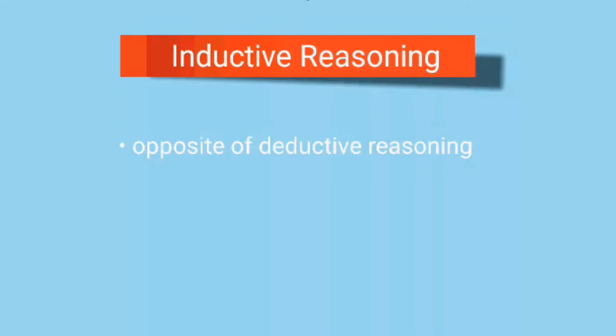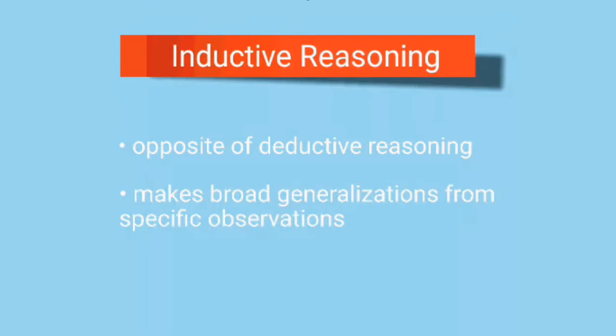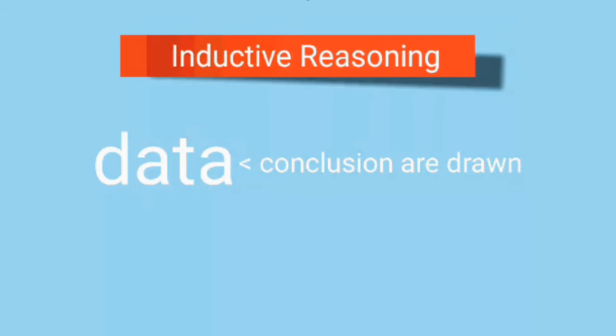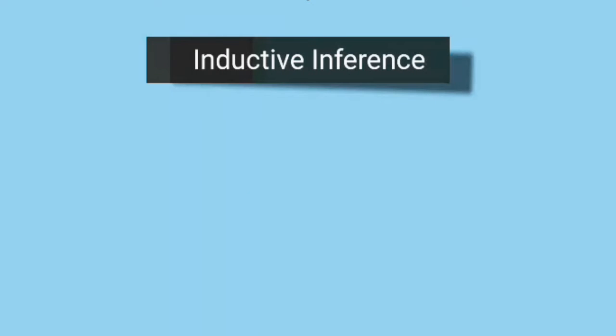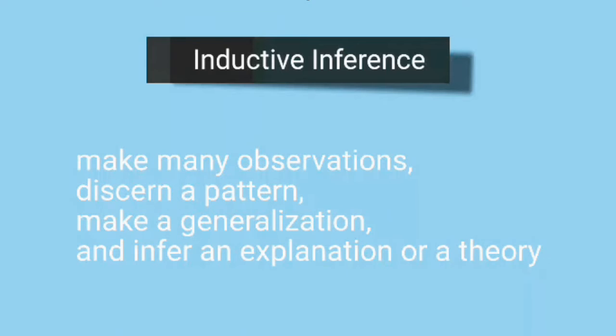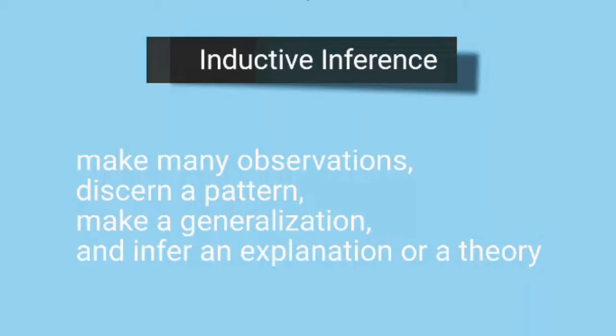Inductive reasoning is the opposite of deductive reasoning. Inductive reasoning makes broad generalizations from specific observations. Basically, there is data, then conclusions are drawn from the data. This is called inductive logic. In inductive inference, we go from the specific to the general. We make many observations, discern a pattern, make a generalization, and infer an explanation or a theory.